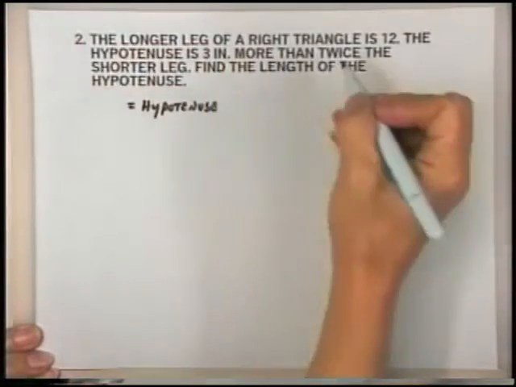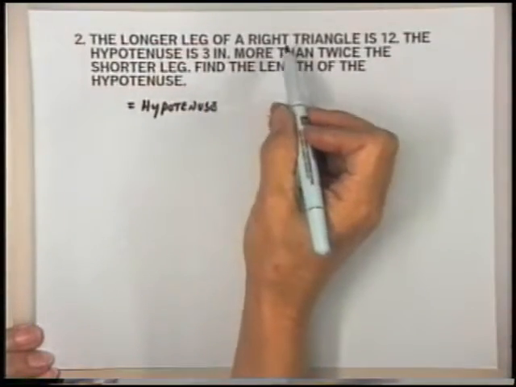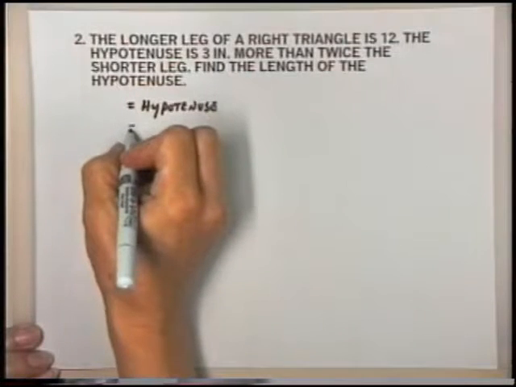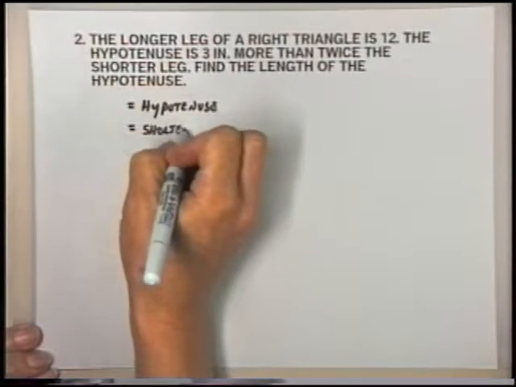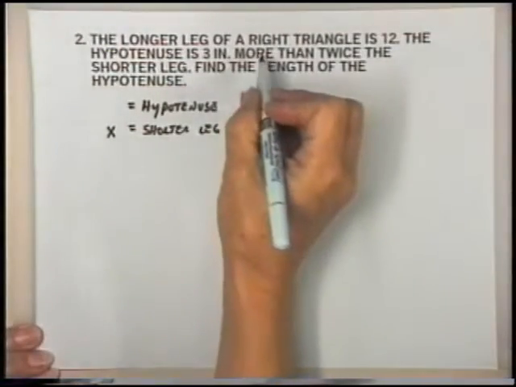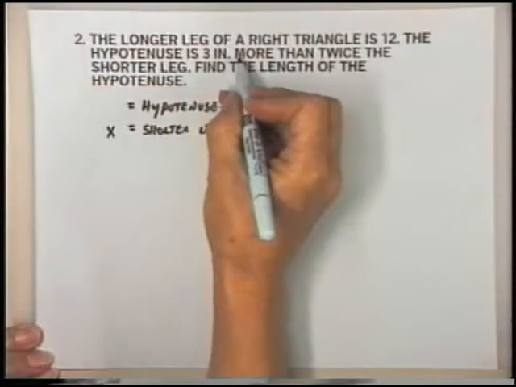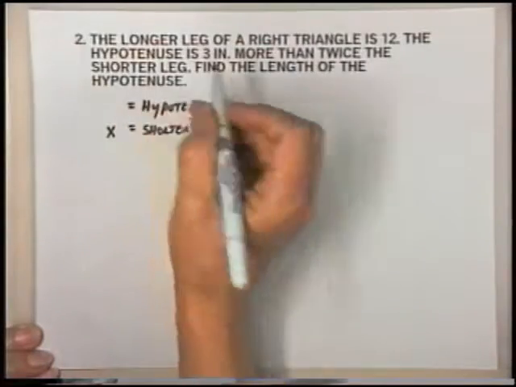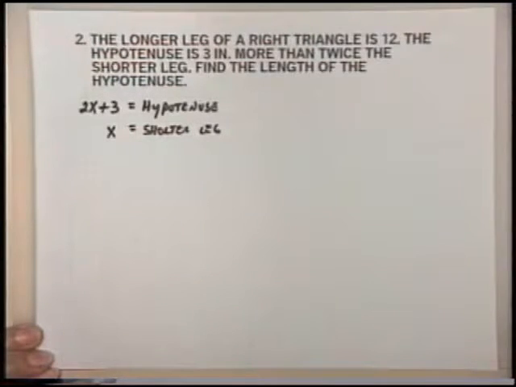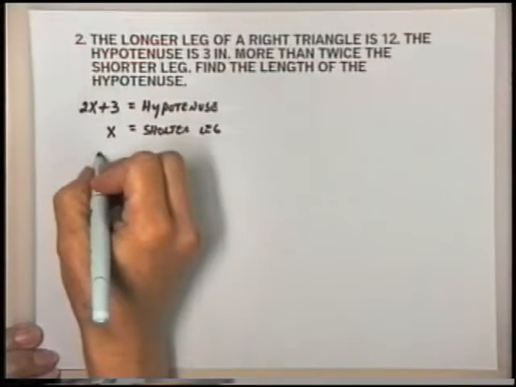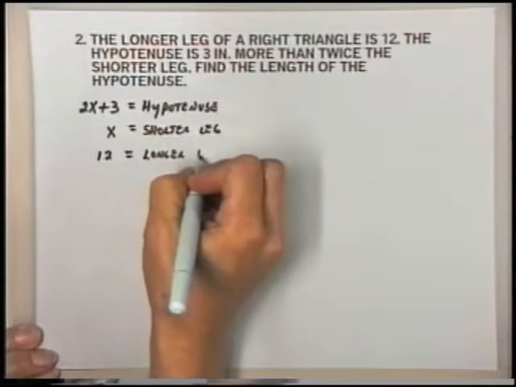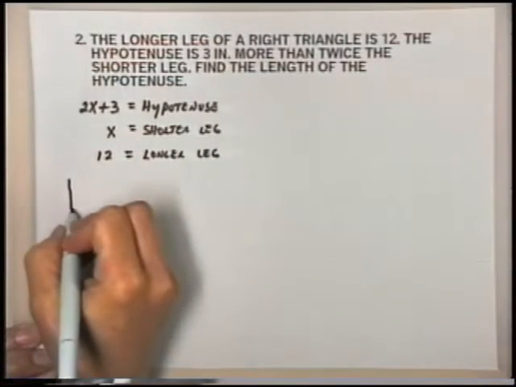But before I just write down x equals the hypotenuse, I remember from having read through this that he described my hypotenuse in terms of my shorter leg. So even though he does not ask for the shorter leg, I want to write that down and choose x to be the shorter leg. Then, looking at this sentence, the hypotenuse is 3 inches more than twice the shorter leg, I can write 2x plus 3 for the hypotenuse. Now, just to complete having an expression for each of these sides, we were given that 12 was the longer leg. So let's go ahead and write that down.